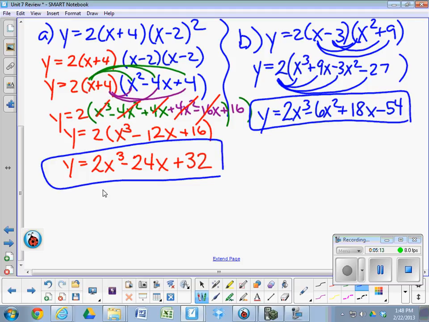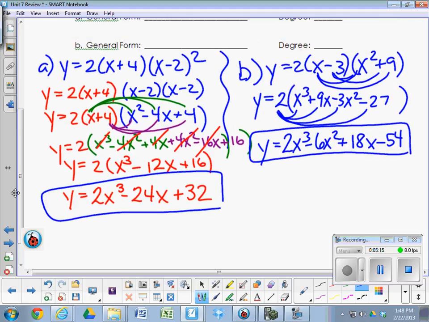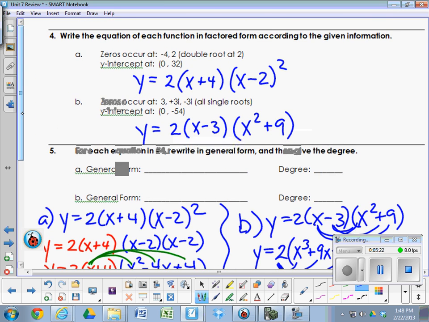So that's a and b. Did you notice that the number on the end, 32 and negative 54, back in number 4 were the what? Y-intercept.